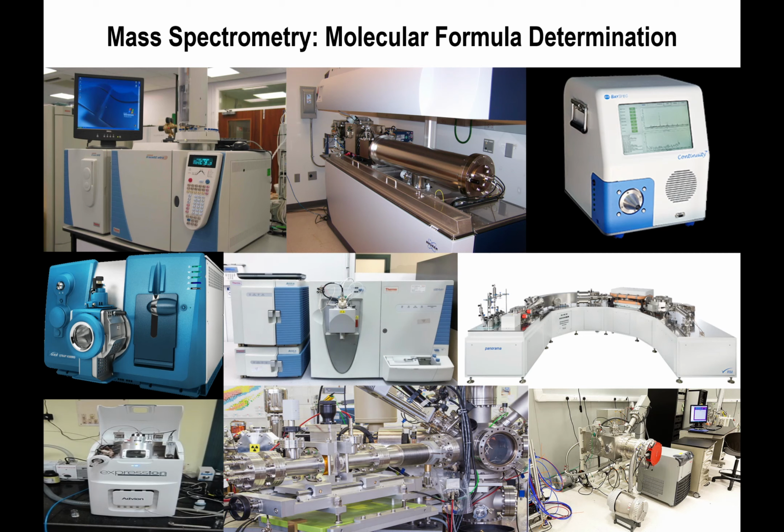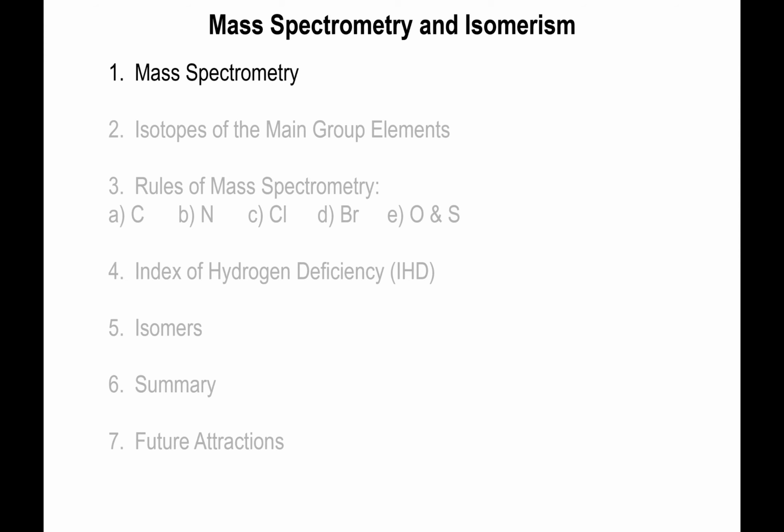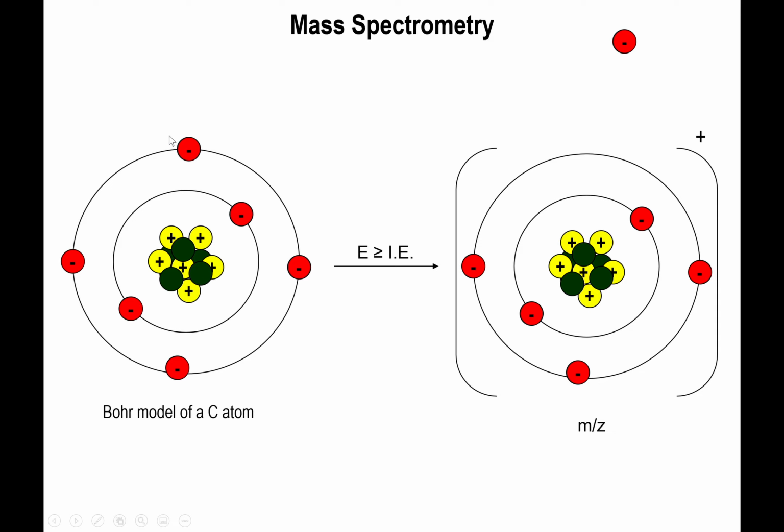Welcome back. Today we're going to talk about mass spectrometry. And here on the intro slide you can see a series of instruments, all of them being mass spectrometers of various sizes, different shapes, different designs, but they all accomplish the same task, which is to measure the mass of a molecule. And the way this is done via mass spectrometry is by ionizing a molecule.